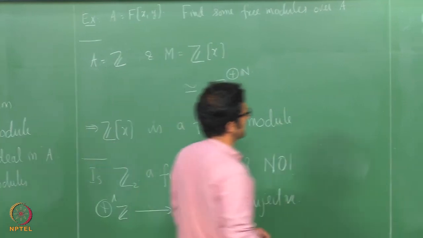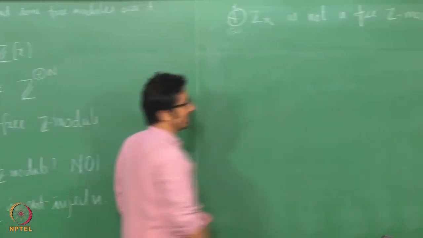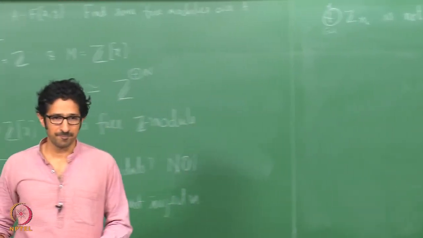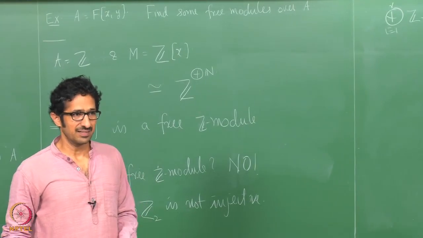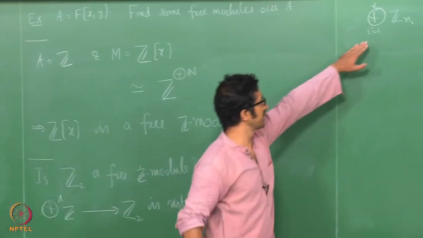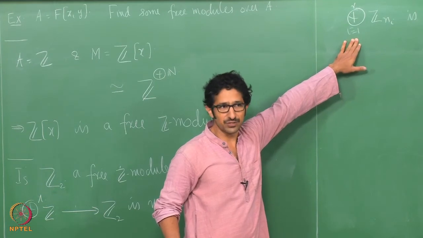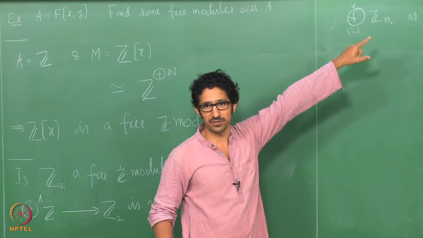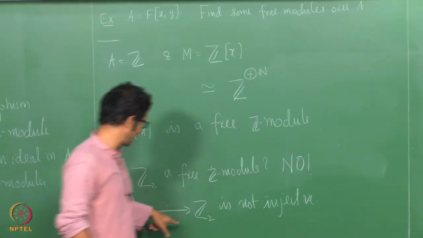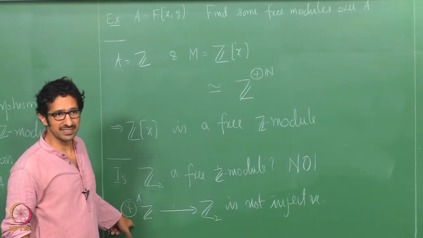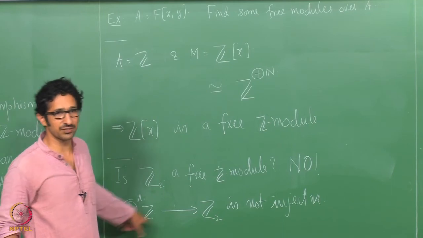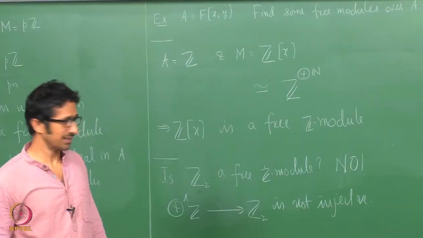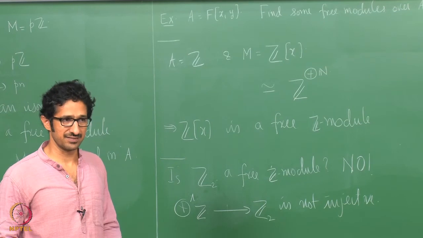Now, what if I take infinitely many of them? Up to here we didn't need any group theory. We only needed the definition of free modules and basic set theory: from an infinite set you cannot give an injective map to a finite set.